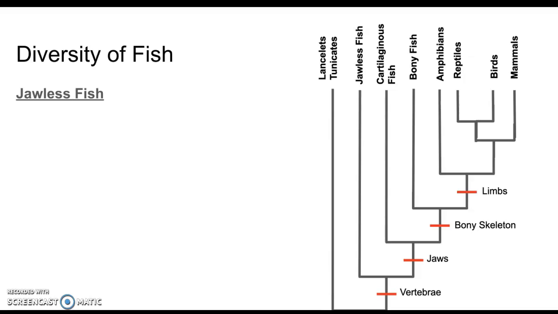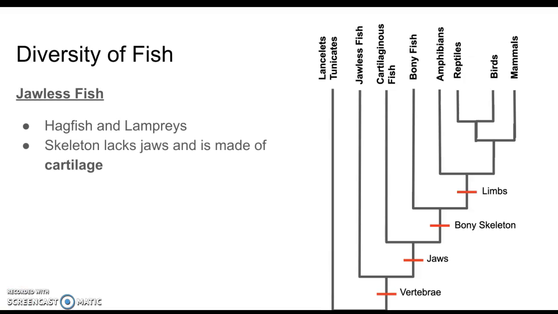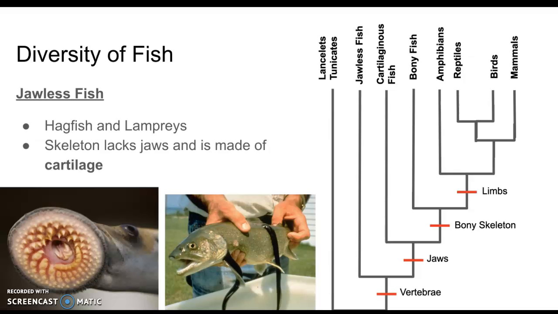Okay, so jawless fish. There are two types: hagfish and lampreys. And you probably have seen some of these pictures before. They don't typically live in surface water. They live deep in the ocean. And notice that the skeleton lacks a jaw. We're actually going to look at one of these organisms eating in a moment.